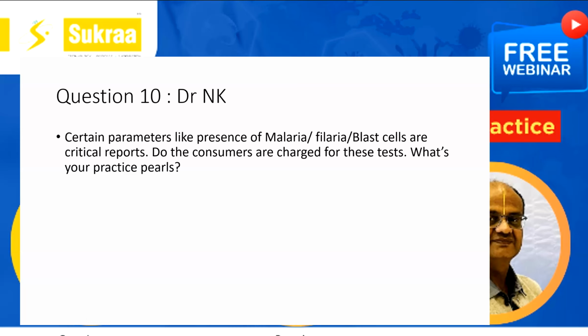That's great, doctor. Because most of the time, the critical alerts are not charged. So we have to inform them when we are seeing malaria or filaria or blast cells so that the patients get immediate attention and lives can be spared. And ethical practice does demand that we contribute to the wellness of the patients itself. So thank you so much, Dr. Naveen, for sharing your practicing pearls, and also Dr. Zubair Hasan.